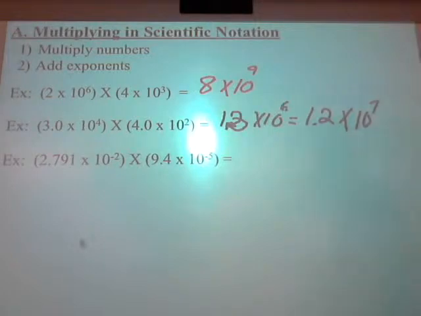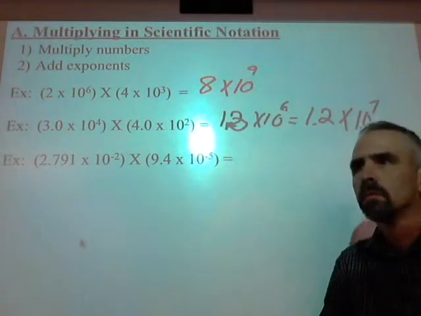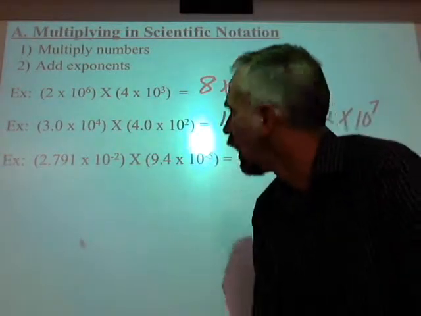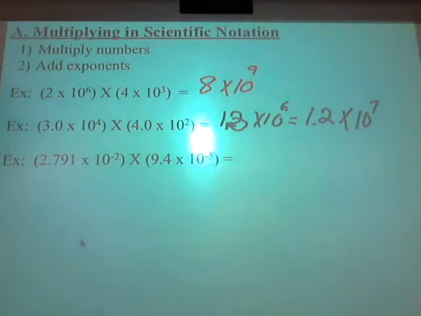This one you will need a calculator for, which you're all supposed to have by now. It is Monday. So that's 2.791 times 10 to the negative 2nd, and 9.4 times 10 to the negative 5th.